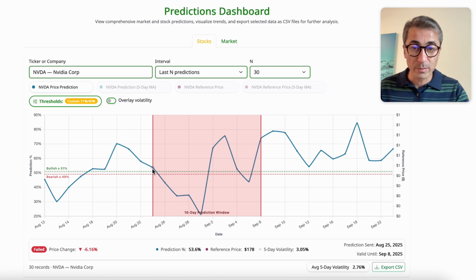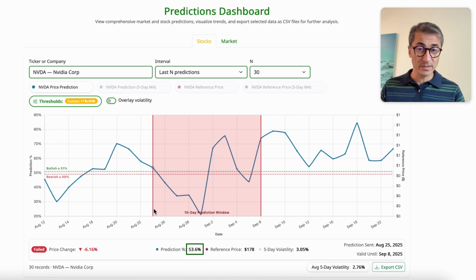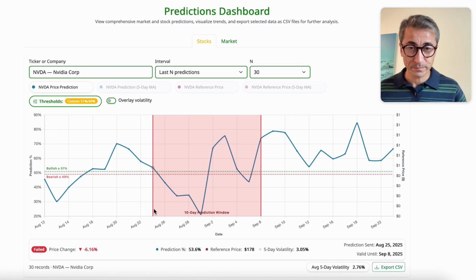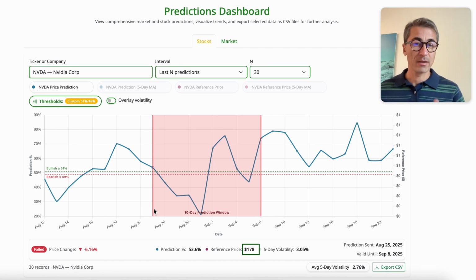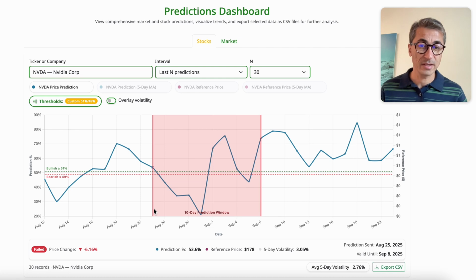For example, the prediction itself, just as an example, is 53.6%, which is a bullish one, but not very strong actually. And the reference price for this prediction was $178, meaning the price of the stock is expected to increase during the next 10 market days with regards to this reference price. And the prediction confidence in this case is 53.6%. And the 5-day volatility by the time this prediction was generated was 3.05%, which gives an idea about how the stock price has been trending in the last 5 days.